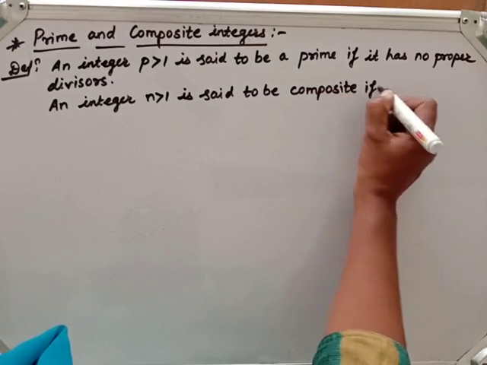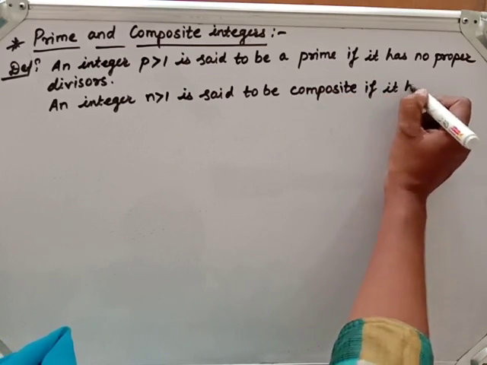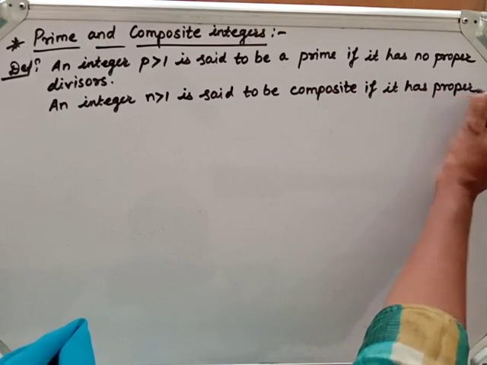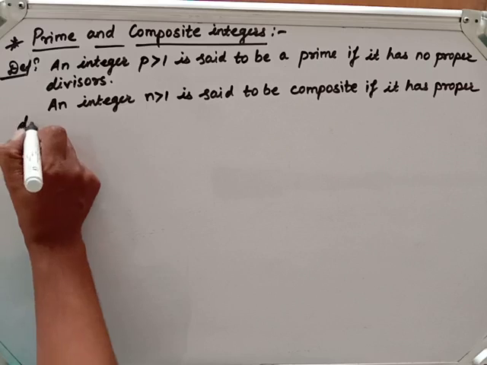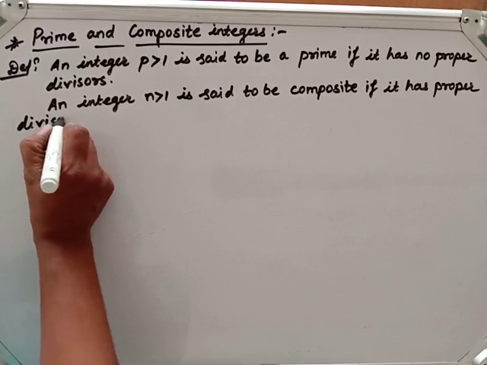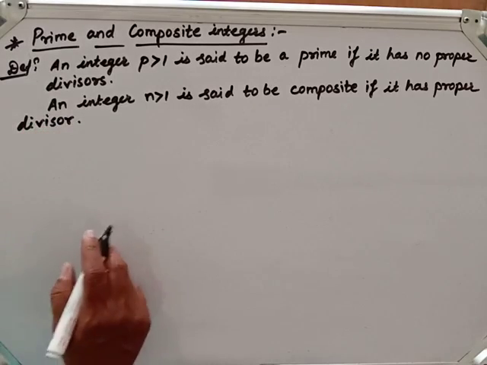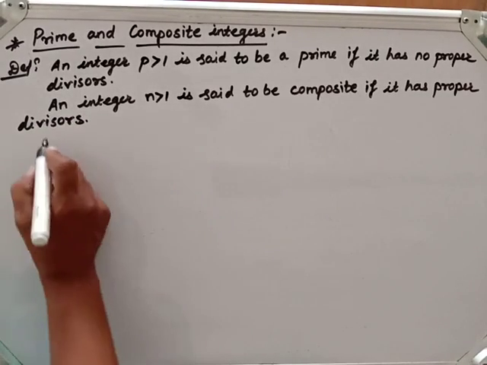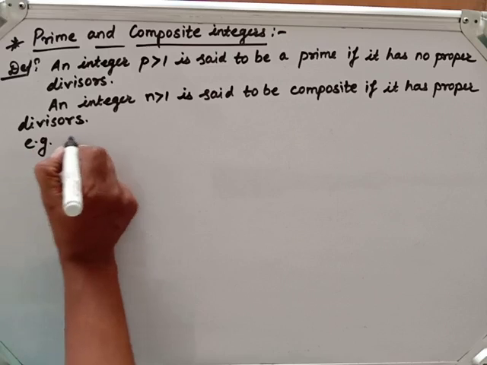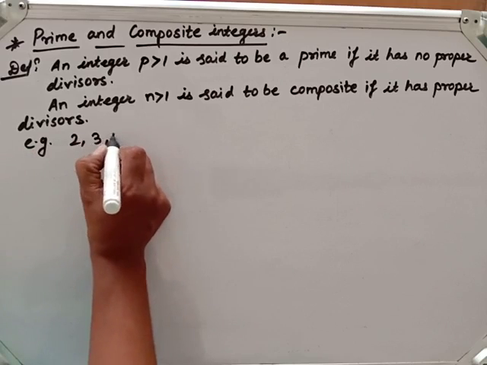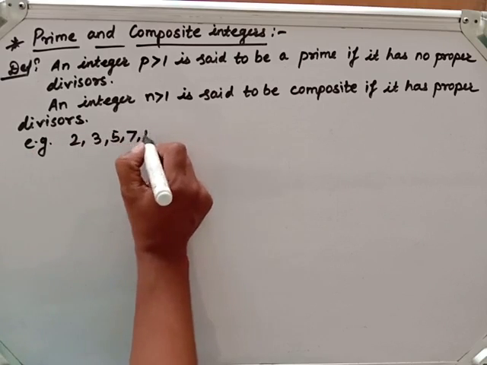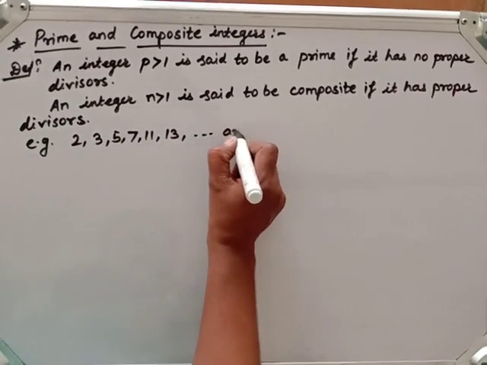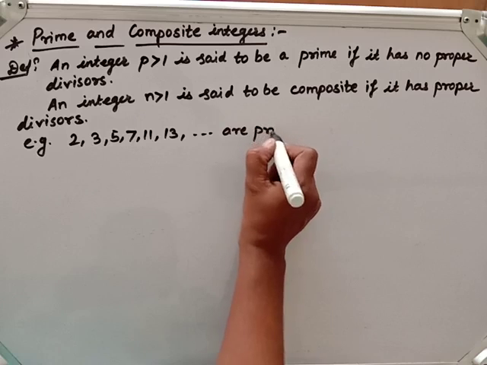If it has what? Proper divisors. Proper divisors means the divisors other than 1 and the number itself. Already we have written those things. So for example, 2, 3, 5, 7, 11, 13 and so on are primes.